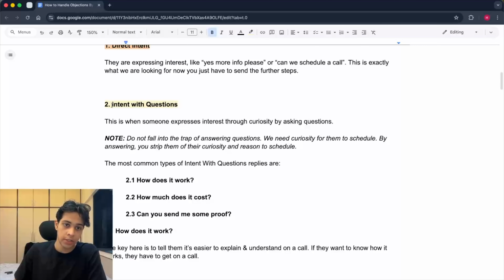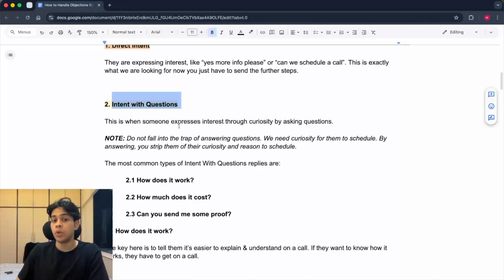So this is intent with questions. This is when someone expresses interest through curiosity by asking questions, okay? Do not fall into the trap of answering questions, okay? Never, ever, ever answer their questions. Be vague, okay? Because we need curiosity from them to schedule, okay?